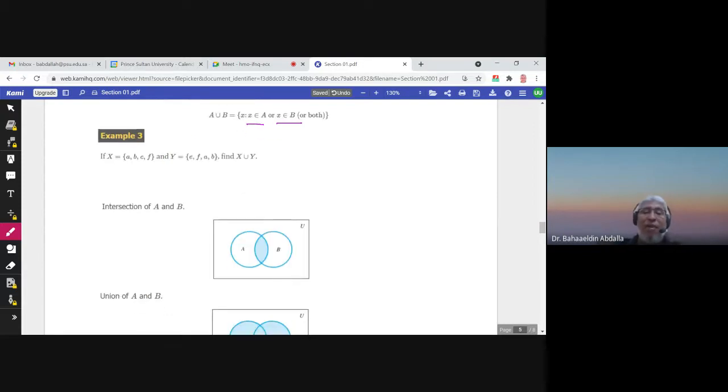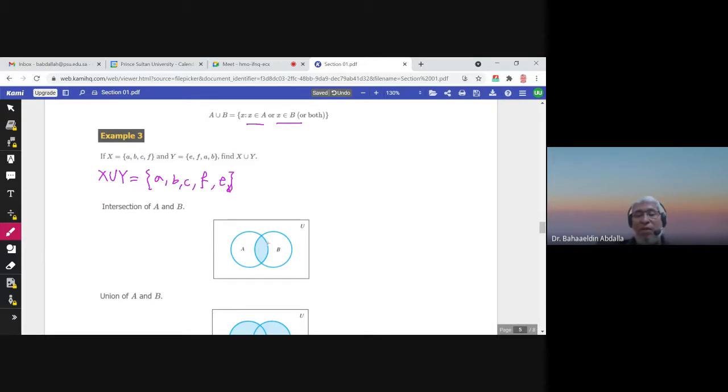So for example, this is capital X and this is capital Y. Find X union Y. Well, X union Y would be, I write the elements of X first, A, B, C, and F, and then I add the elements of Y. E is not here, so I write it. F is already here, so there is no need to write it again. Also A, B is also here, so I don't write A, B, and F. So this would be the union of the two sets.